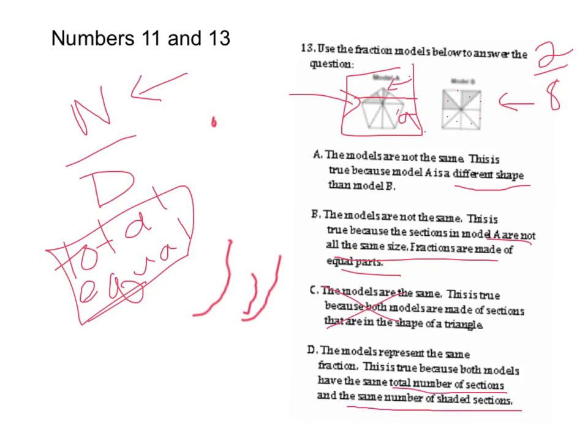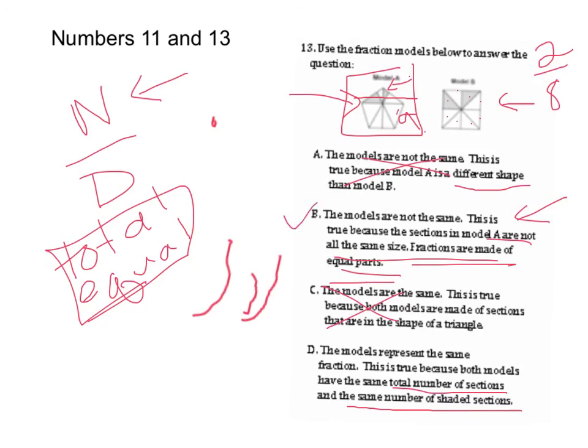Okay, so out of the three, A, B, and C was what we're going to look at. We've already discussed the shape is really what's not important here. What's important is that the sizes are the same size because fractions have to be equal parts. So this, A, is not the right answer. B talks exactly about that. Fractions are made of equal parts. They're not the same size, so therefore they can't be the same one. I'm thinking this is our best answer.